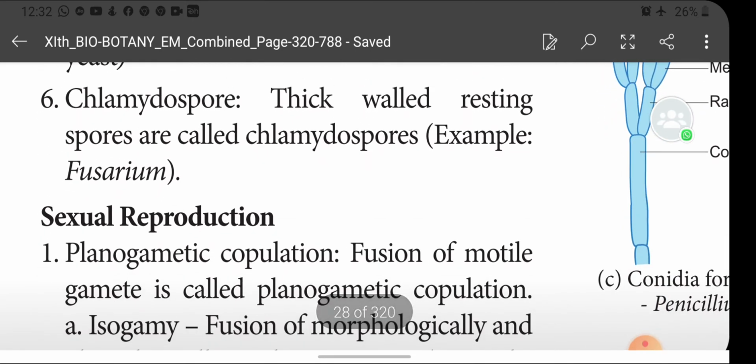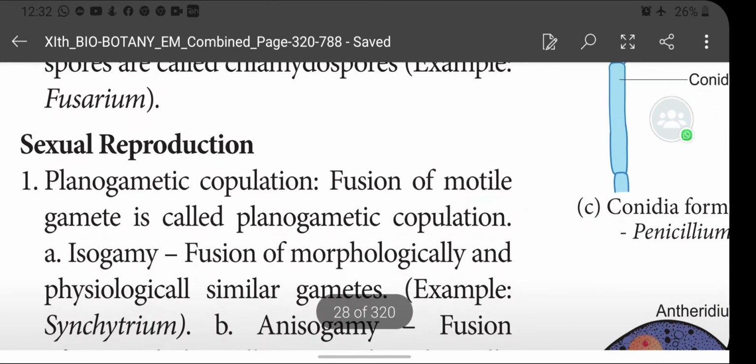Please see to it what are the various structures involved in asexual reproduction. Okay, and next I will enter into sexual reproduction.